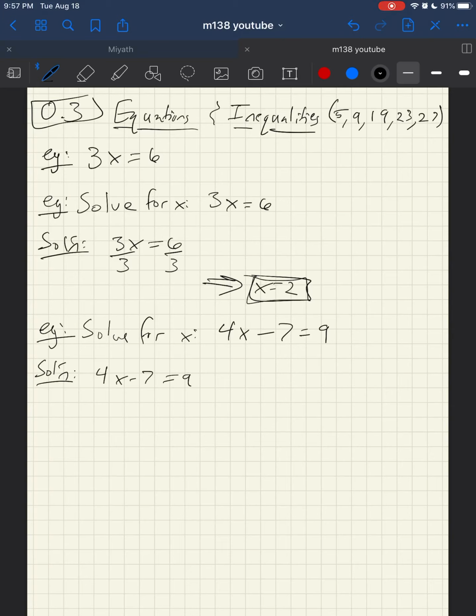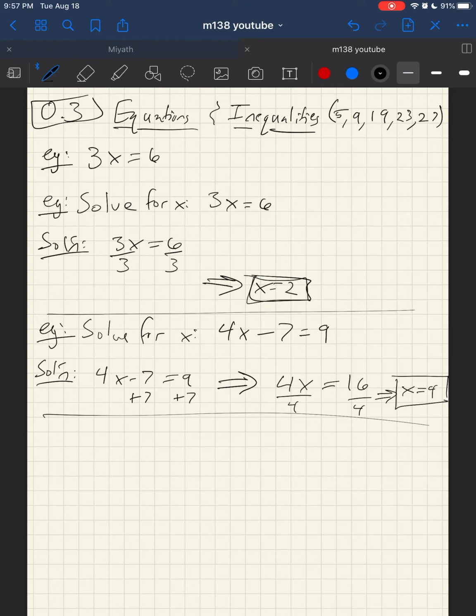4x equals 9 plus 7 is 16. Now I can divide both sides by 4, and this leads me to the next step, which is the solution, x equals 4. That's fine. Okay, so presumably, after doing a couple of examples, you're like, yeah, I know how equations work. So let's do an innocuous looking solve for x, and let's suppose we get 4 over x minus 2 plus 1 equals, say, 2x over x minus 2.